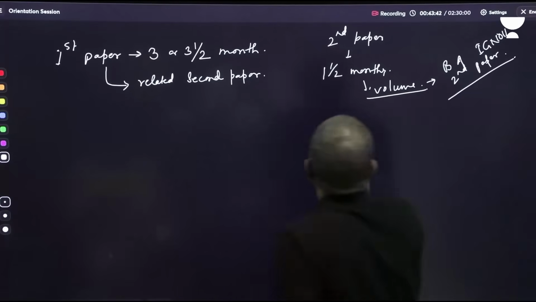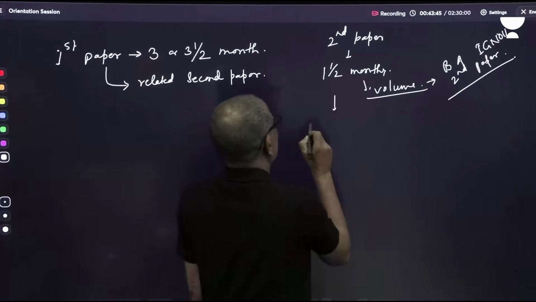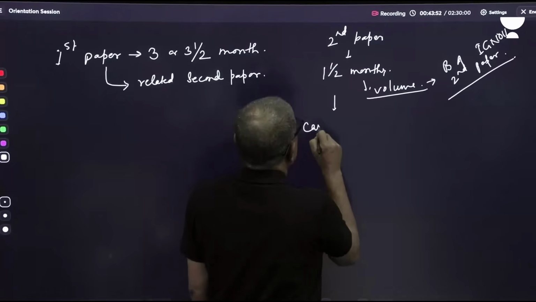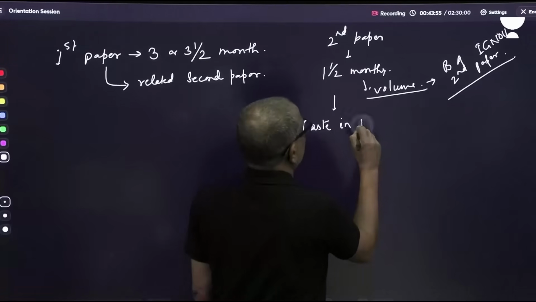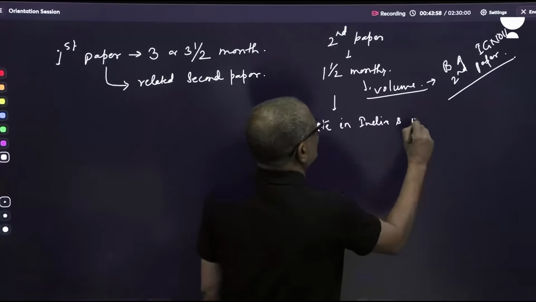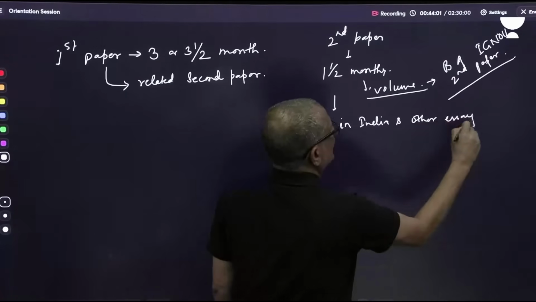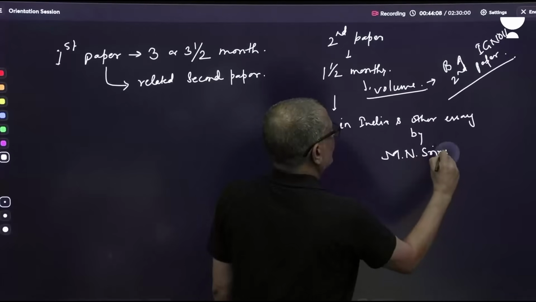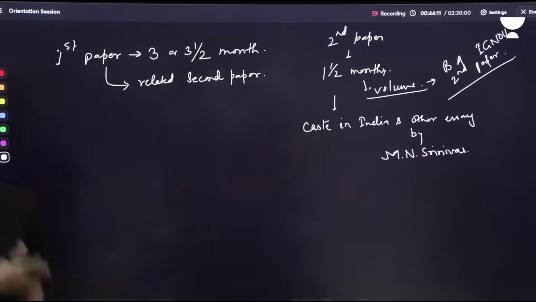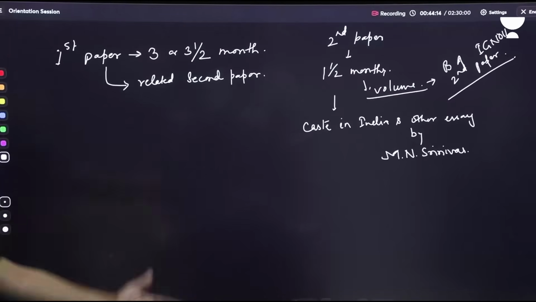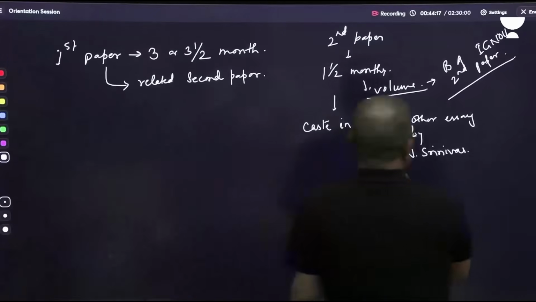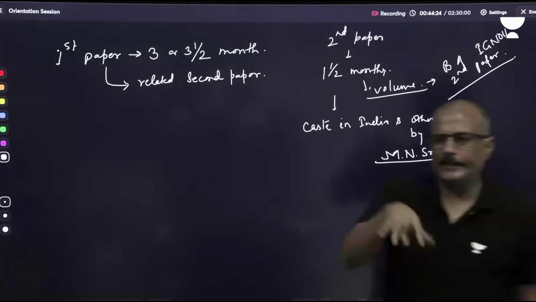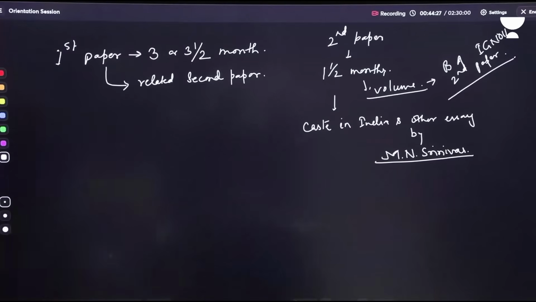For the time being, till the class starts, you can start reading a book, Caste in India and Other Essays by M.N. Srinivas. The easiest book that I am recommending. Or you can read from IGNOU also, right? This is a book whose language is very easy, so you'll find it easy to enter into the subject.